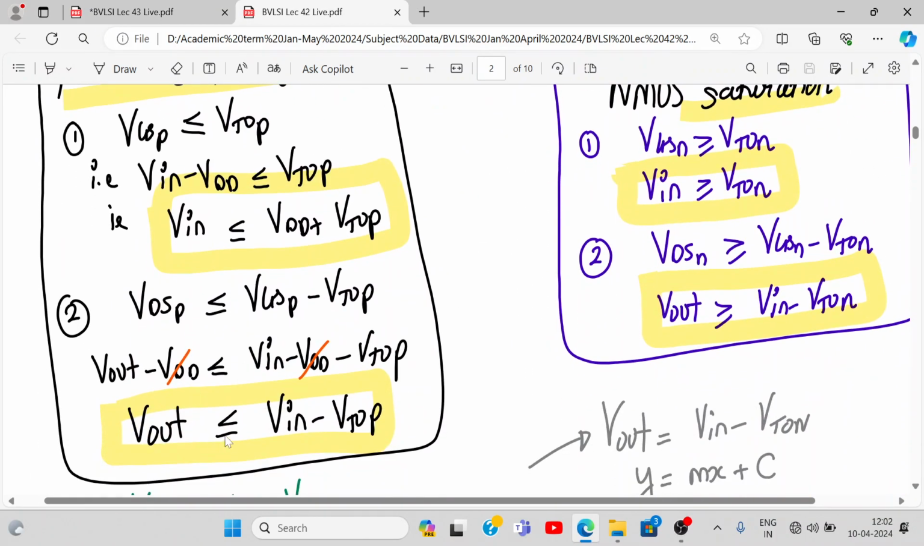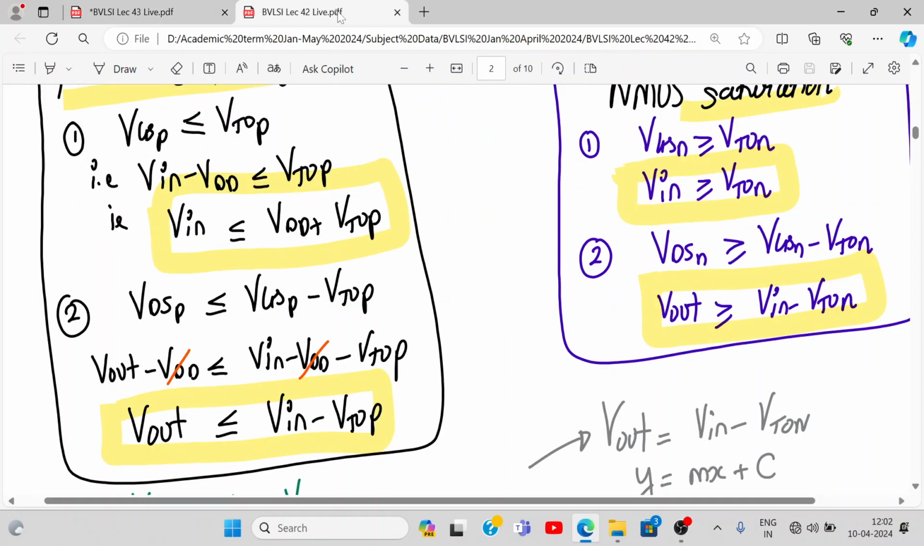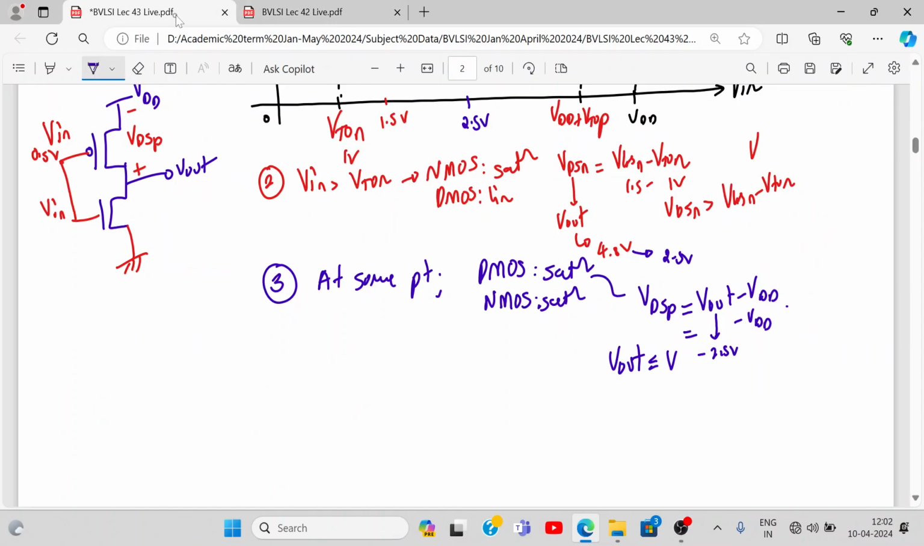PMOS के लिए V out should be less than V in minus VTOP. ये condition true है देखो. V out should be less than or equal to V in minus VTOP. V in कितना है? 2.5 माइनस 1 लेस ना, so it is in saturation.